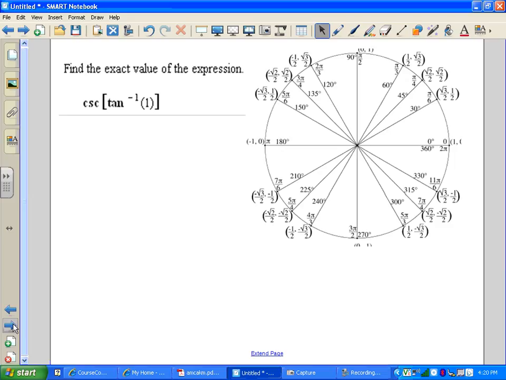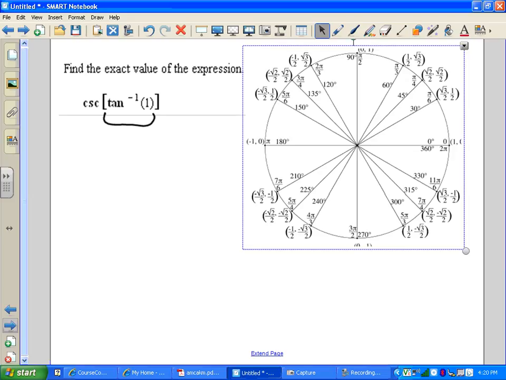Now, inside here, we've got inverse tangent of 1. So where is the tangent going to be 1? That would be at pi over 4. Now, it couldn't be at 5 pi over 4 because that's in the third quadrant. Okay, so now what we're looking at is the cosecant of pi over 4. So understand pi over 4 is not my answer. Pi over 4 would just be the inside part right there.